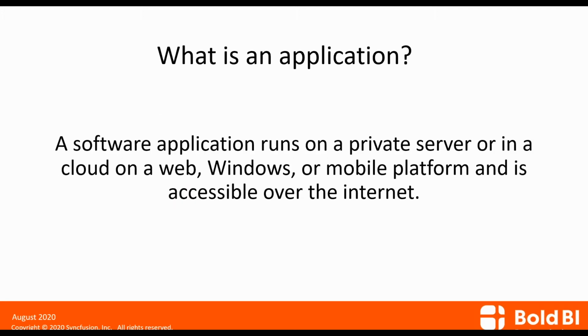First, let's see a quick description of what an application is. A software application runs on a private server or in a cloud on the web, and could be Windows-based or on a mobile platform. So basically, it will be accessible over the internet. This definition of application is from the software side, our side, not from the user side, right? That's where we need to understand. That's why I framed such a definition. Almost everything that we use for our development or for our day-to-day work is nothing but an app.